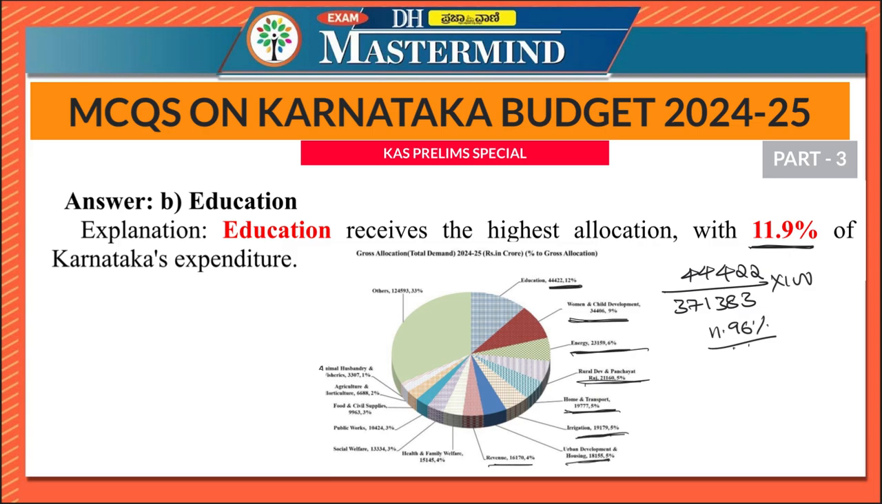Revenue has got 4%. Health and family welfare has got 4%. Social welfare has got 3%. Public works has got 3%. Food and civil supplies has got 3%. Agriculture and horticulture has got 2%. Animal husbandry and fisheries has got 3,307, that is 1%. And others have got 33%.